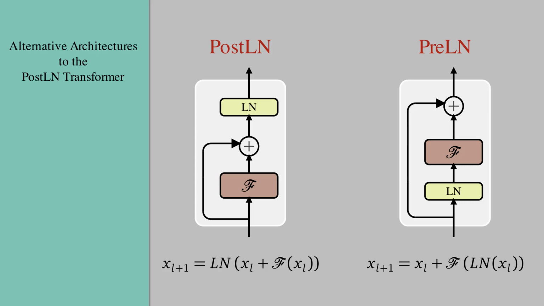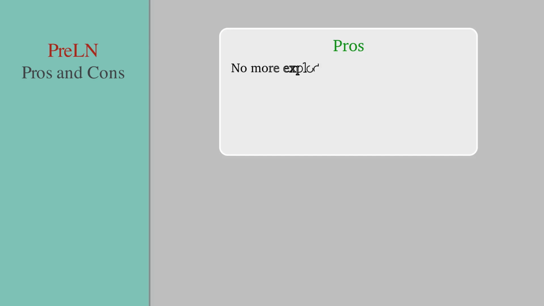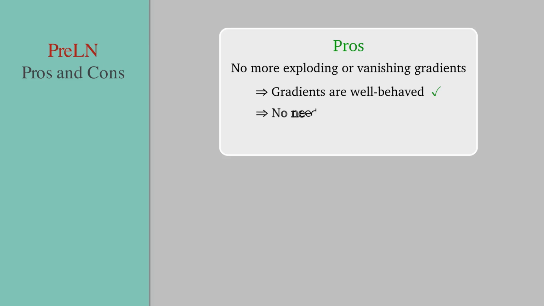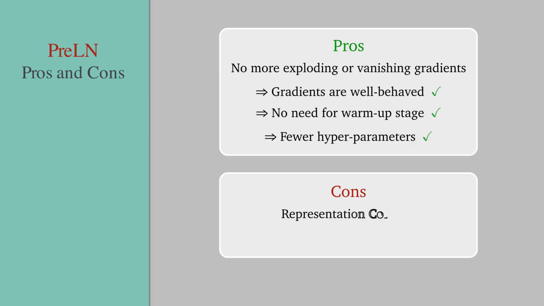Now let's look at the pros and cons of the PreLN architecture compared to the PostLN. The first advantage of PreLN is that we don't have the exploding or vanishing gradient problem, and the gradients are well behaved. As a result, we don't need the warm-up stage anymore, therefore there are also fewer hyperparameters to tune. So these are all good. But there is also a big disadvantage. That is the representation collapse issue. Representation collapse is a phenomenon in neural networks where the representations of the model become less informative or less diverse. And this will lead to poor performance compared to the PostLN architecture.